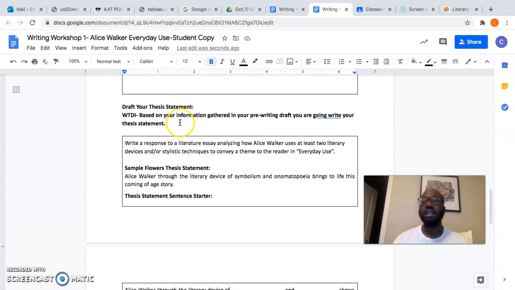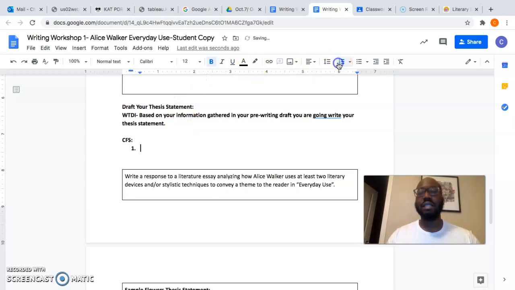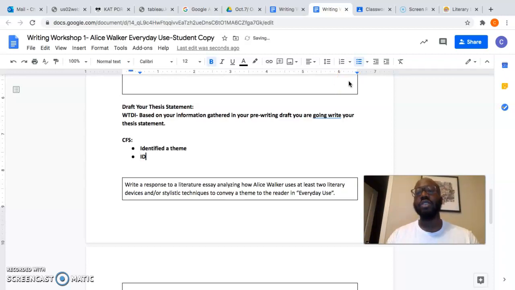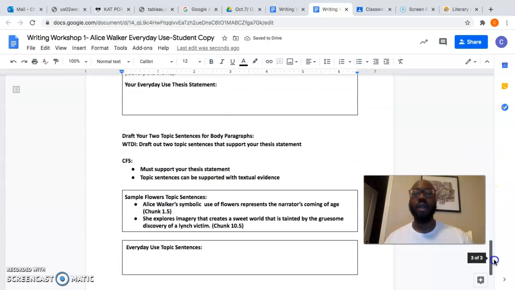The only thing in here I forgot to give you was your criteria for success for drafting your thesis statement. And that's basically this. You want to make sure you have identified a theme, make sure you have identified two literary devices, and that it is in a complete sentence. Other than that, these are all the requirements for today.